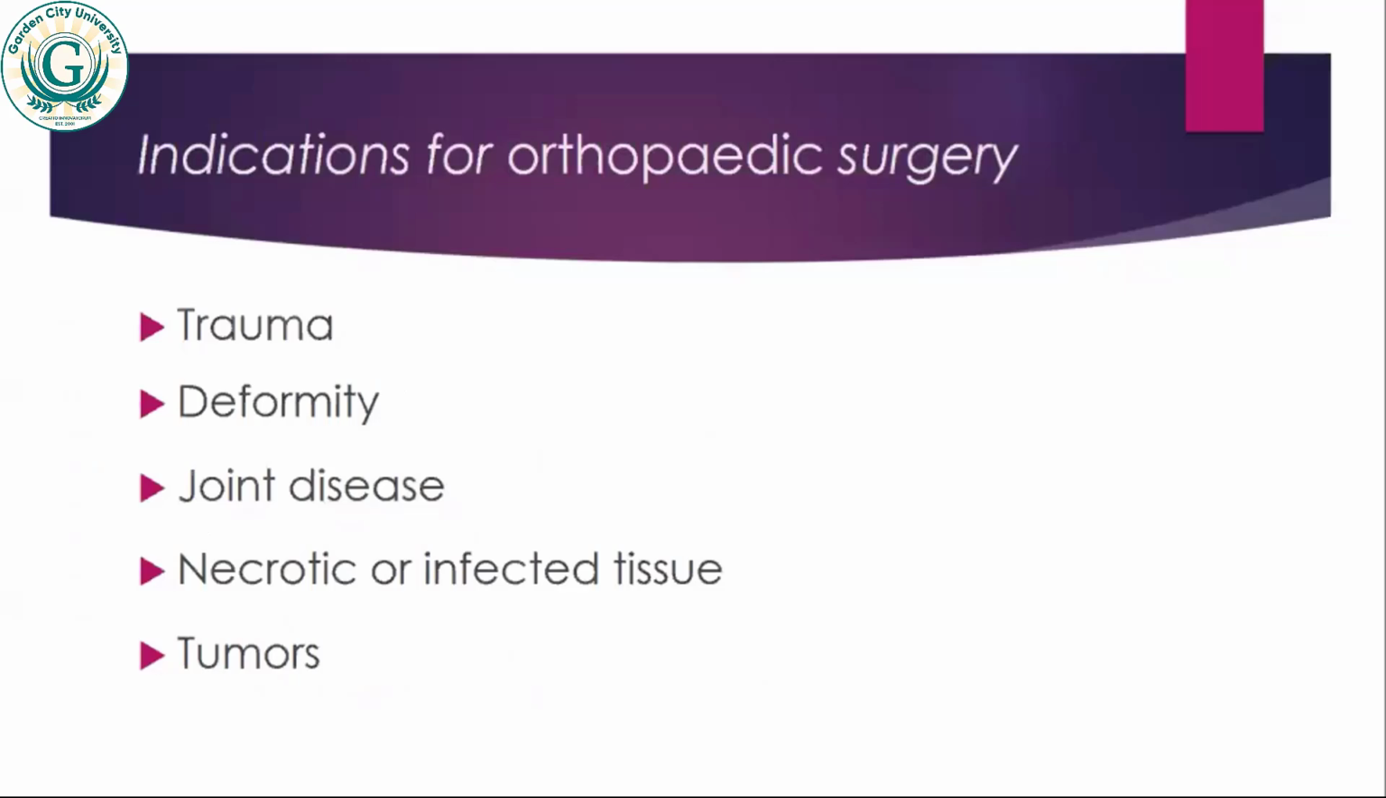Yes, so I talked a bit about the indications for both the orthopedic and the neurosurgical conditions. Trauma is key here in terms of the causes. Then deformities. Some patients, especially kids, right, wouldn't have any trauma-related issues, but they have a bit of a deformity which needs to be corrected. Joint conditions, joint diseases, any necrotic or infected tissue. I'm going to talk about osteomyelitis right after this, and then tumors.